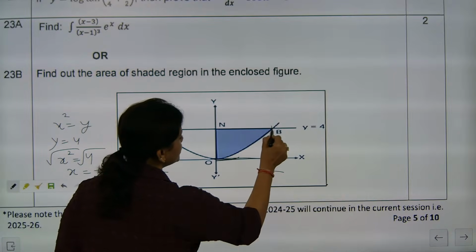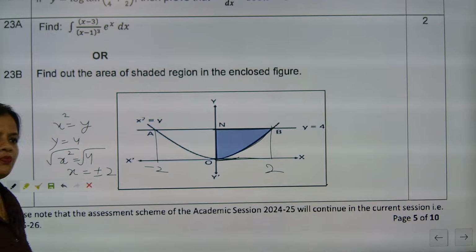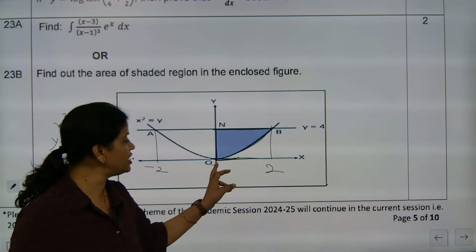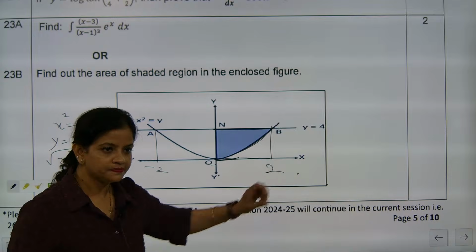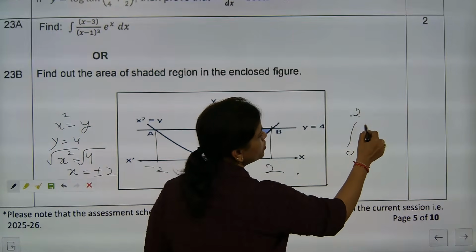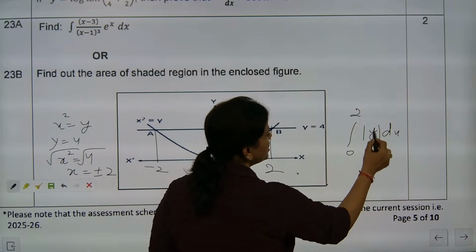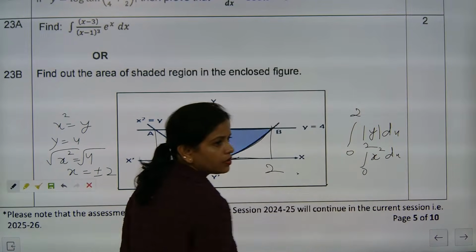So then this part is there. Now only this much region you have to find. I hope you might have understood. So the lower boundary limit is 0, the upper boundary limit is 2. Got it? And whenever you find the area, it will become the integral from 0 to 2 of y dx. And here y is equal to x square, dx from 0 to 2.